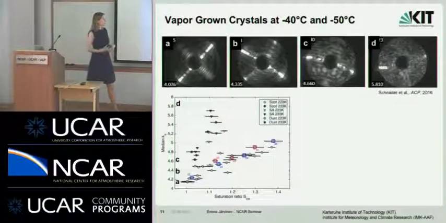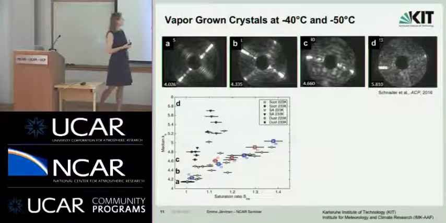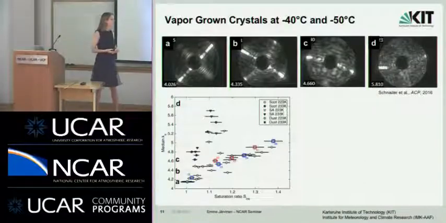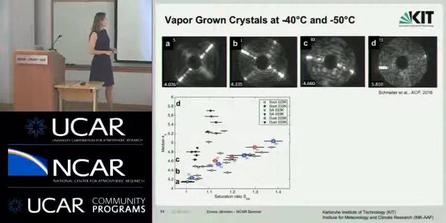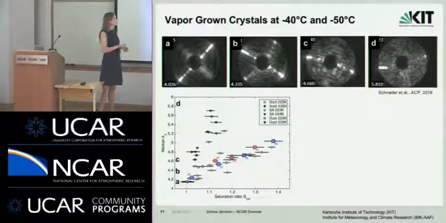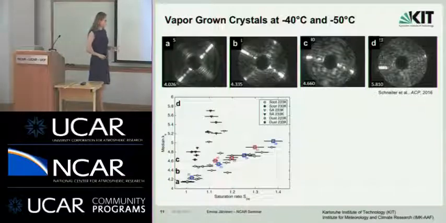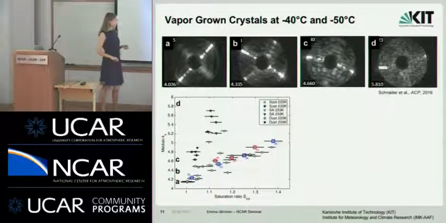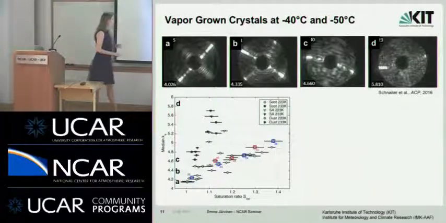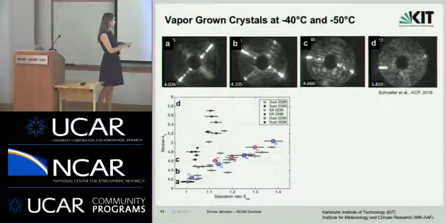The first experiments were done by developing vapor-grown crystals at temperatures of -40 and -50 degrees, where we have columnar ice crystals. And we can see from the scattering patterns of these individual ice crystals the 2- or 4-fold symmetry. What we see here is a graph where we have the saturation ratio that we used to grow these ice crystals. Each single point in this graph is one experiment. And here we have the complexity parameter, and here we have ice crystals with different complexities.